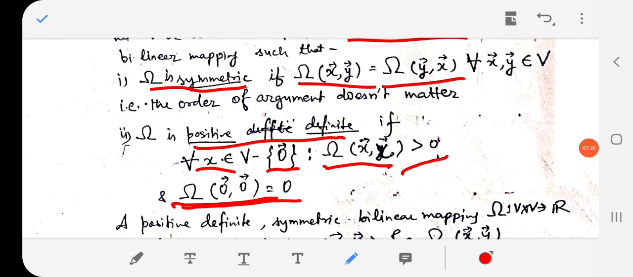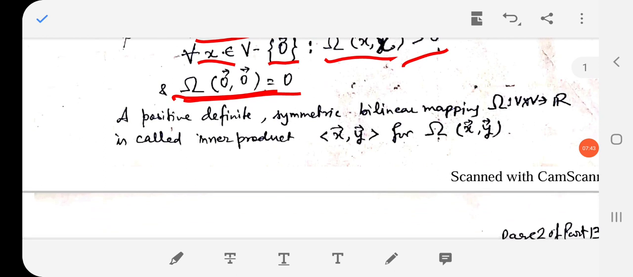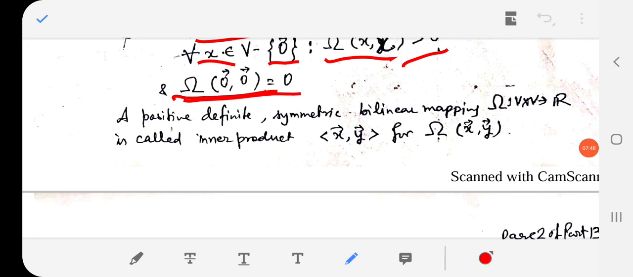So for an inner product, we need to have three properties. First is bilinear, the second is symmetric, and the third is positive definiteness. Now, this is the definition. A positive definite, symmetric bilinear mapping that takes two arguments from the vector space V and maps them to a real number is called the inner product.